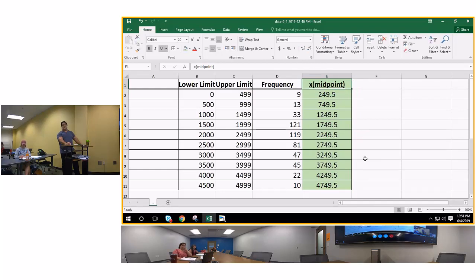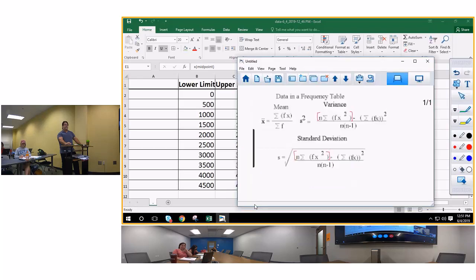Okay, so that's X. So let's look back at our formula. Look at all those X's. We got an X right here. We got an X right here. We got an X right here. Wow. What else do we need? So we got X covered, right? We don't have X squared covered, but we got X covered. Everybody got X?